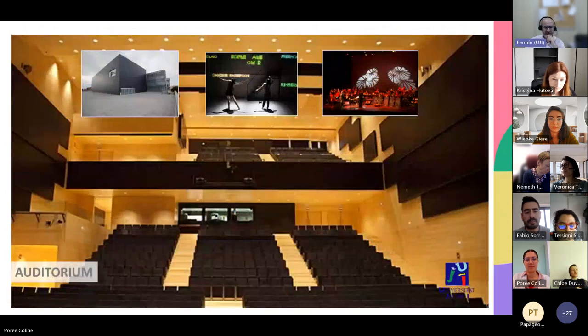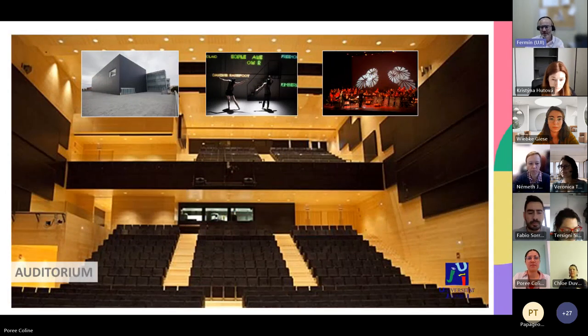And the next slide is the auditorium. So I invite you not only to participate in academic courses or sports activities, but also cultural ones. We have a wide offer of theater, music, and cinema here at a very low cost at the auditorium, and it's very accessible for everyone.